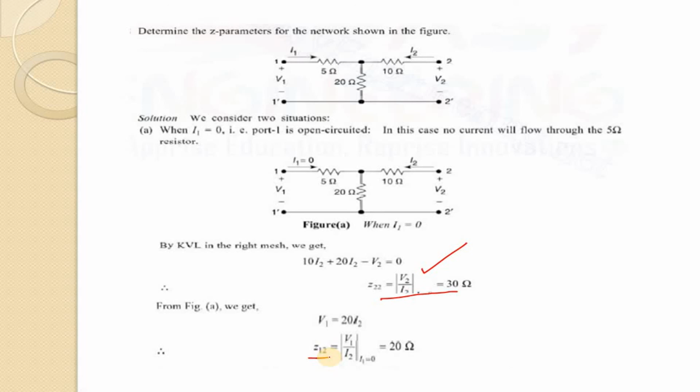And the Z11 parameter we can also determine, like previously we have determined those parameters. So, similarly, we can calculate those parameters. The value of Z12 and Z21 is the same, and Z22 we have calculated, V2 by I2 equals 30 ohm. And in a similar way we can calculate the value of Z11 using the same formula as in the previous problem.